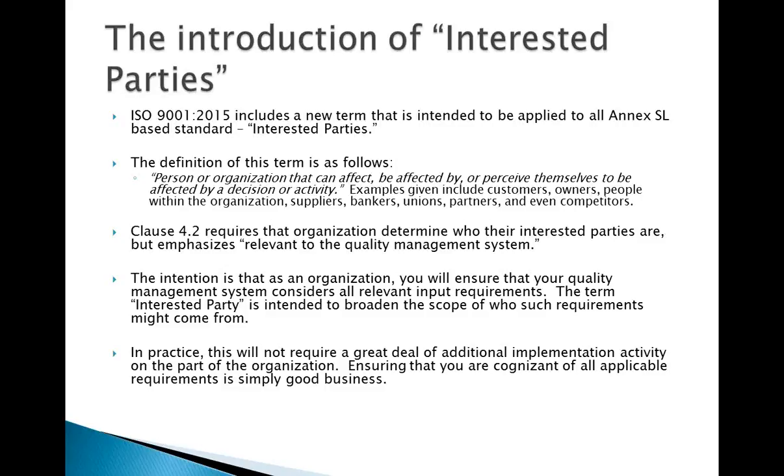Now, I want to point out additionally, very, very important, in clause 4.2, it says that as an organization, you need to determine who your interested parties are, but it emphasizes who are the interested parties that are relevant to your quality management system. This aspect of relevancy is key. So as an organization, if you ascertain that these interested parties are relevant and these interested parties are not, so long as you have a basis for explaining that to the auditors, that is going to be considered and likely accepted. You have to have a basis for explaining relevancy in the context of interested parties.